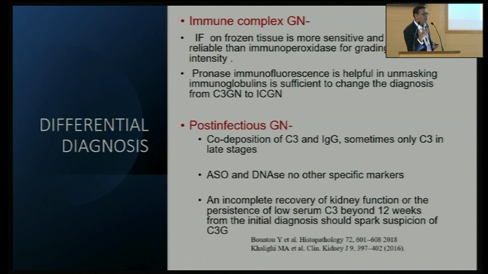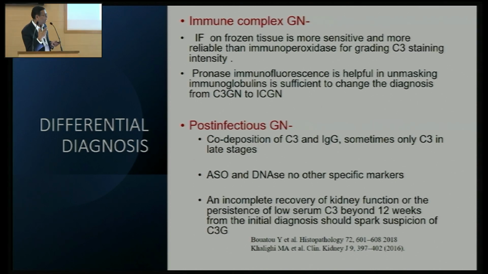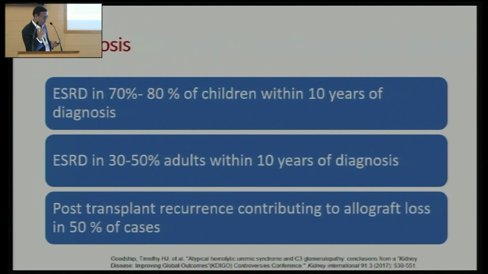The second important differential diagnosis is post-infectious GN, because sometimes, in the later stages of recovery, there could be only C3 deposits in patients with post-infectious GN, and apart from reverse and DNA, there is no other specific marker, so you have to wait for 8 to 12 weeks. If persistently low C3 occurs, then you may have to adjust your diagnosis to C3 GN as compared to post-infectious GN. Sometimes you get an initial picture which is the same in both these patients.